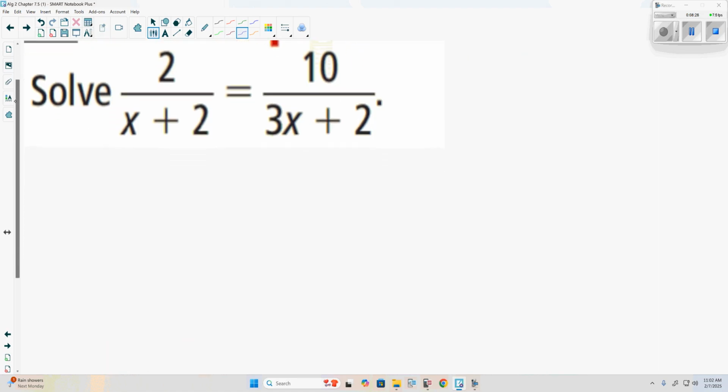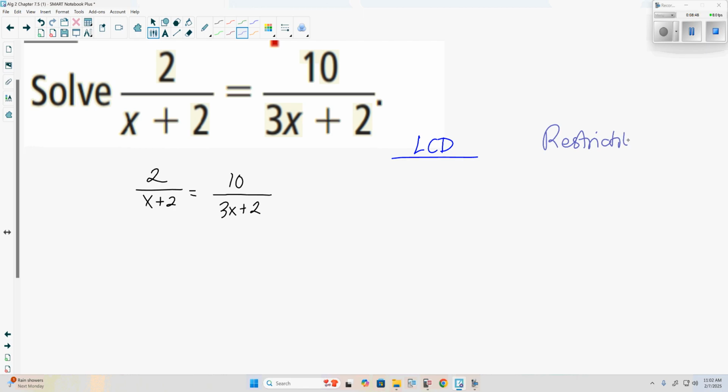Let's look at the next one. 2 over x plus 2 equals 10 over 3x plus 2. x plus 2, 3x plus 2. Both of those are factored as simplified as they get for our denominators.